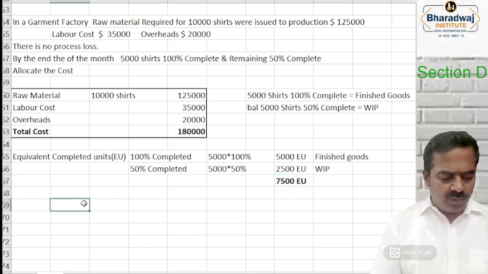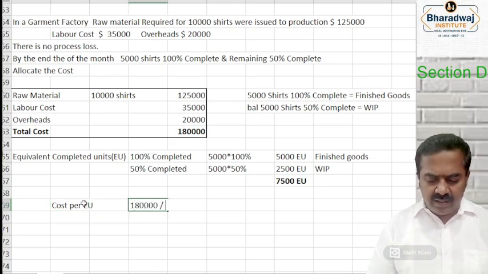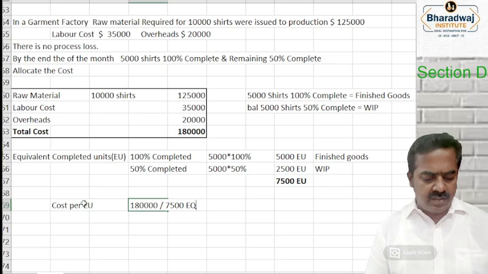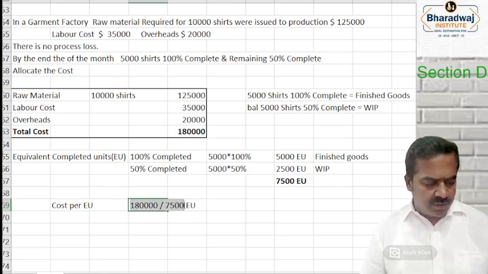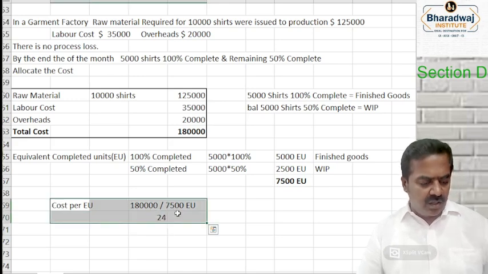If you work out the cost per equivalent unit completed, 1,80,000 we spent in completing 7,500 equivalent units. So 1,80,000 divided by 7,500 will give us the cost per equivalent unit. $24 per unit is the cost per equivalent unit.